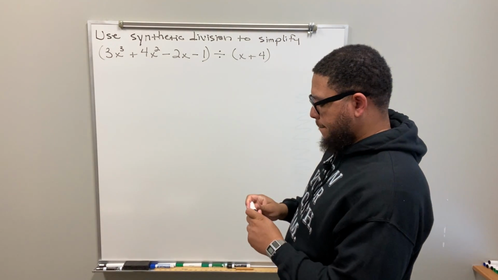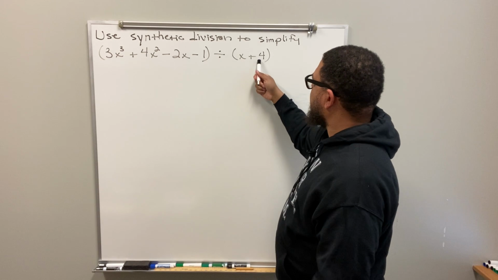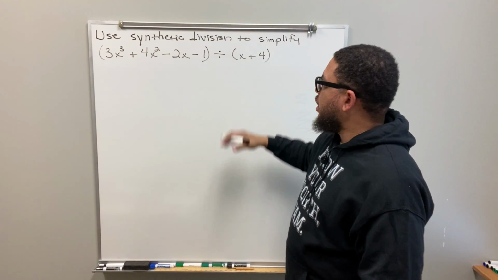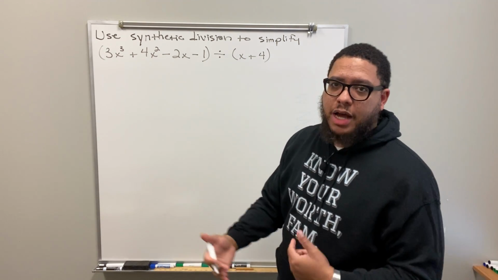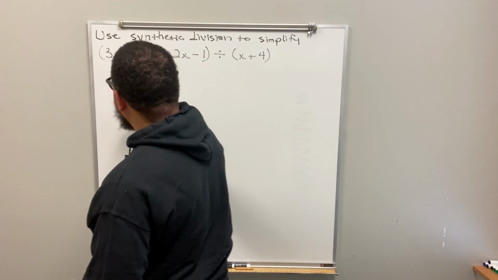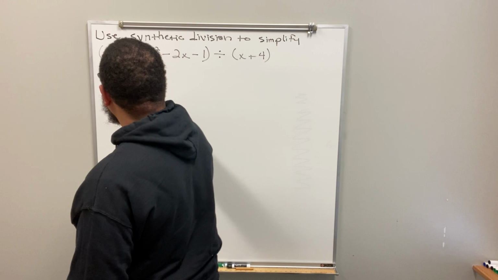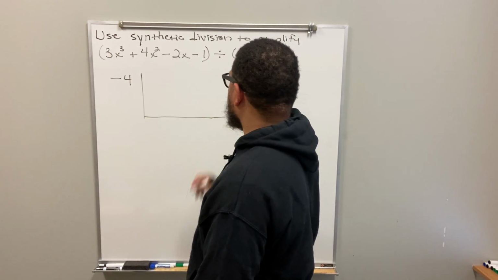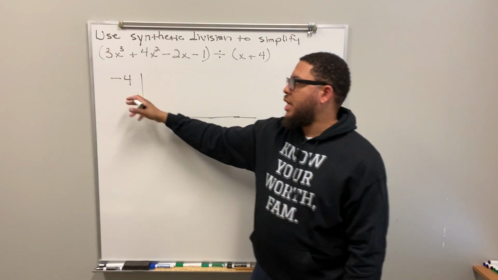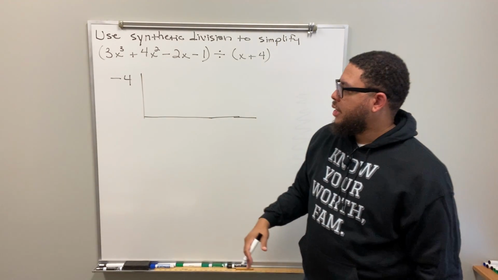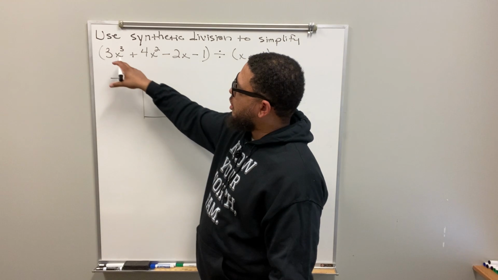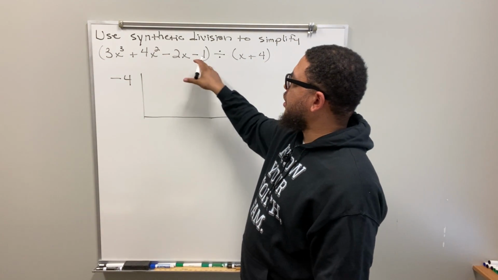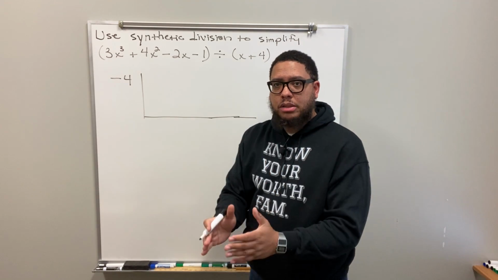Now, how do you actually do it though? This is how you do it. You take this constant term that's in the divisor, in this case it's positive 4, and you're going to take the opposite of that. You always take the opposite of that, all right? And then you write a negative 4, and then you write a big L, like this, right? Negative 4 outside, and then a big L, all right? Now, inside the big L, you're going to put the coefficients of these three terms, and then this constant. They're going to have their own columns.